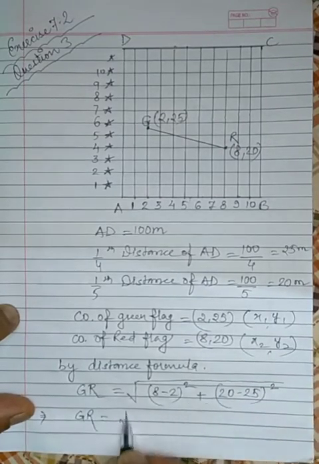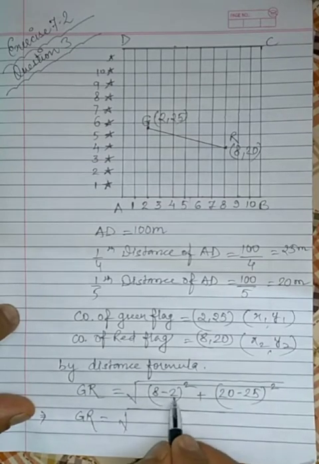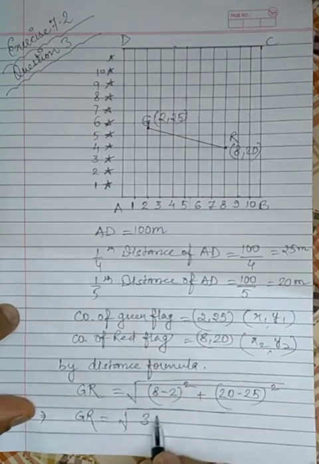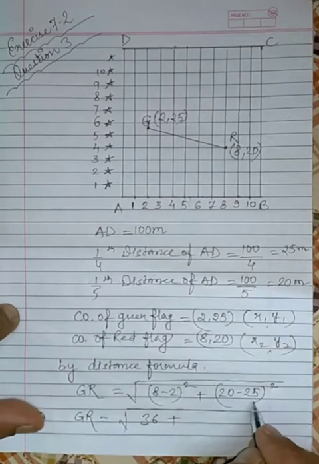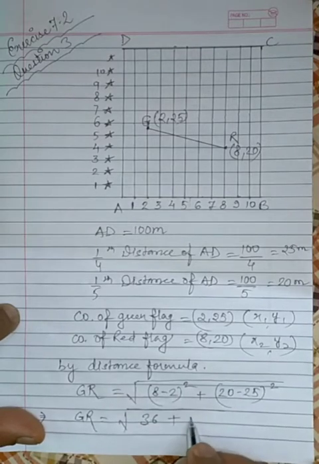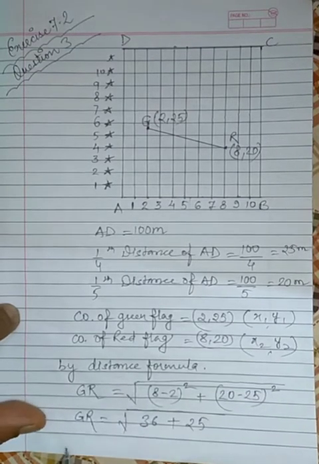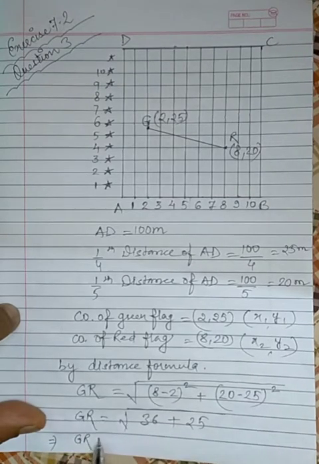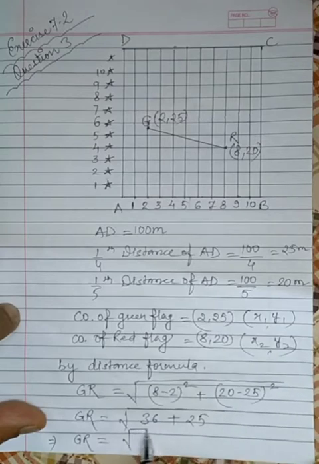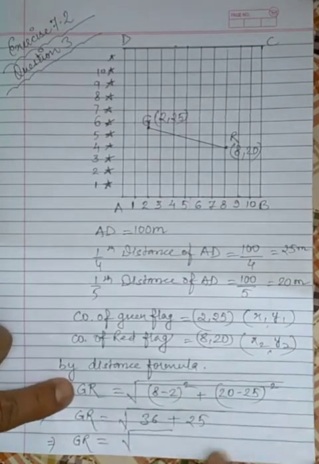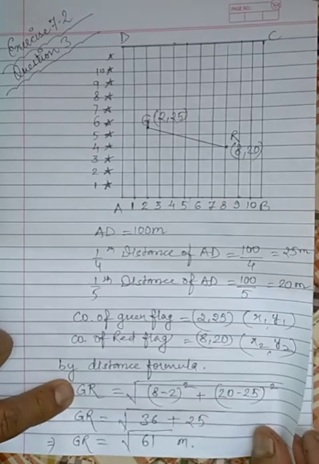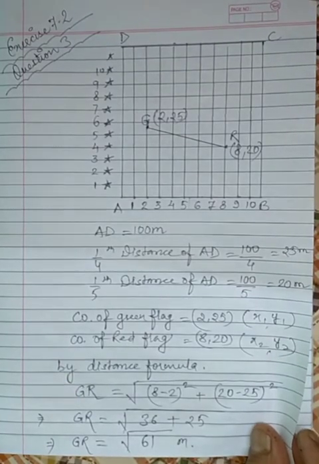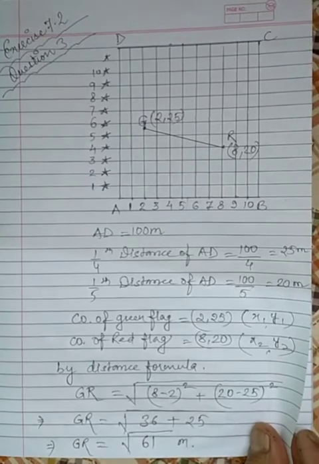Therefore GR is equal to under root 8 minus 2 is 6 and 6 square is 36, plus 20 minus 25 is minus 5 and minus 5 square will be 25. Therefore distance GR is equal to under root 36 plus 25, which is equal to root 61 meter. Okay, as 61 is a prime number, we cannot find the square root of this, so we will leave the answer like this only.